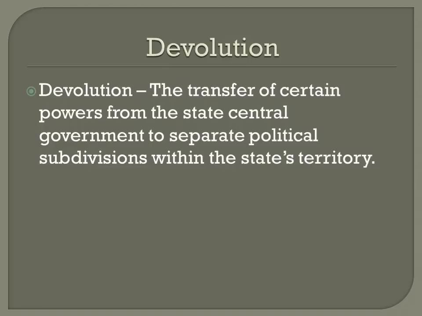So continuing on, one of the next examples that we talk about with boundaries is devolution, the transfer of certain powers from the state central government to separate political subdivision within the state's territory. And oftentimes, devolution is a product of centrifugal forces. It doesn't necessarily mean the breakup of a state, it doesn't necessarily mean balkanization, but it could, right? So we have to be aware that it's just the transfer of powers to separate political subdivisions. And a great example of that most recently was with the United Kingdom and Scotland, granting greater autonomy. That is an act of devolution, but it wasn't the breakup of a state.